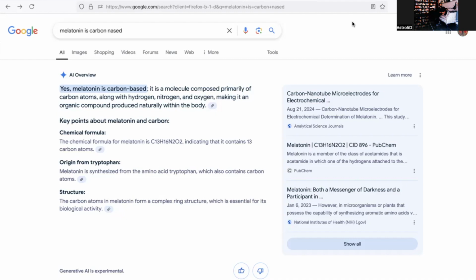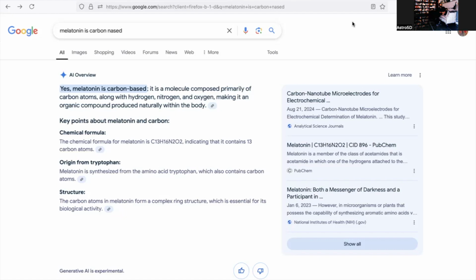So what artificial intelligence does is it pretty much gives you a summary of everything that it has pulled from the internet since the conception of the internet, to give you an actual answer based off of the best information that it has accessible to it until it gets even better. Okay, so with that being said, yes, melatonin is carbon based. It is a molecule composed primarily of carbon atoms along with hydrogen, nitrogen, and oxygen, making it an organic compound produced naturally within the body.